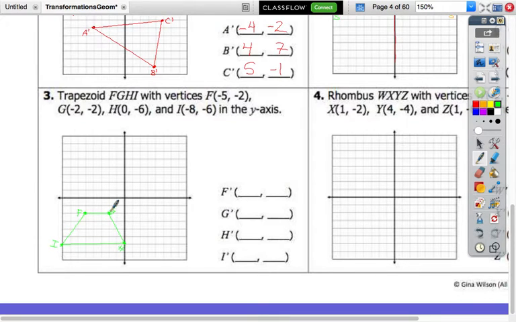Now, what axis am I reflecting across? Y. The y-axis. So my axis of reflection is going to be right here. So that means I'm going to put everything that is on the left on the right. And I've got to make sure everything is the same distance away from the line of reflection. I need symmetry.